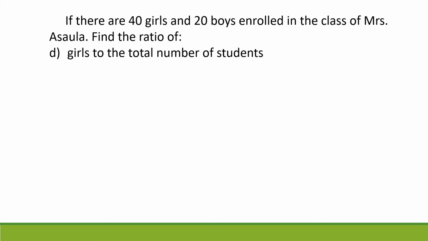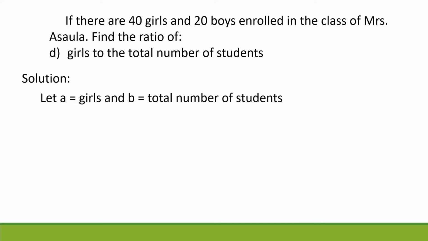Sumunod ay ang girls to the total number of students. So, let A is equal to girls and B to the total number of students. Number 1, A to B, we have A, number of girls, and B, number of students. So, meron tayong 40 girls and 20 boys, a total of 60 students. Therefore, A to B is equal to 40 to 60.